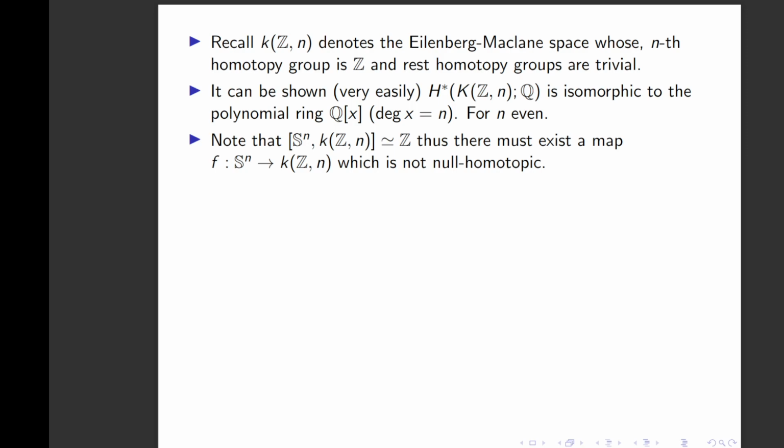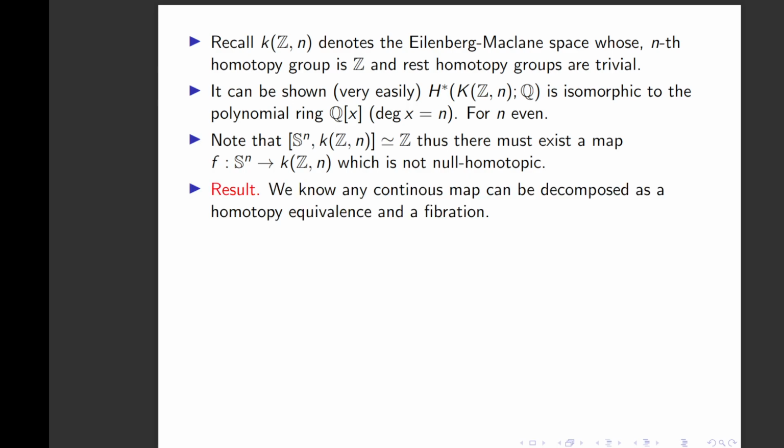So there must exist a map which is not null homotopic. Take this map f, and we know that any continuous map can be decomposed as a homotopy equivalence and a fibration. So we have this continuous map f from the sphere to this Eilenberg-MacLane space, and we decompose it like this: this is a homotopy equivalence, and this is the fibration. Corresponding to this fibration, F is the fiber.